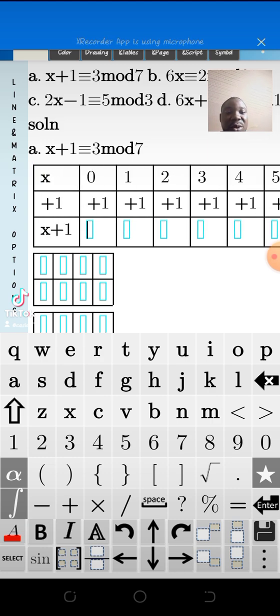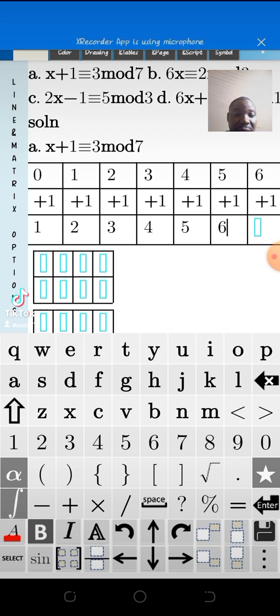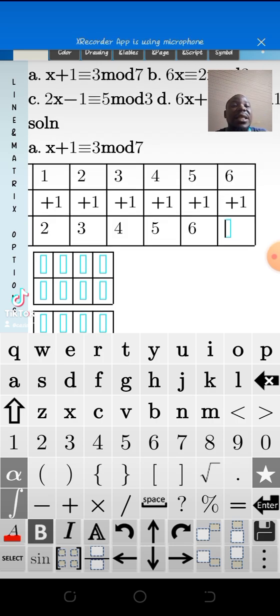Then this x plus 1 simply means you add x and plus 1 together. So 0 plus 1 is going to give us normal 1. Don't forget we are dealing with mod 7. So 1 plus 1 is 2. 2 plus 1 is 3. 3 plus 1 is 4. 4 plus 1 is 5. Then 5 plus 1 is 6. Is that okay? And then 6 plus 1 is 7, but you don't write down 7, rather you write down 0. Because we are dealing with mod 7, so 7 divided by 7 is just 1 remainder 0. So you write down the remainder.